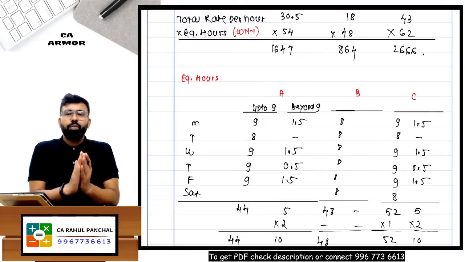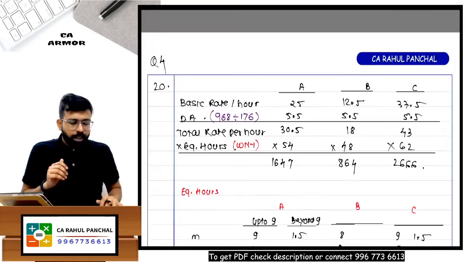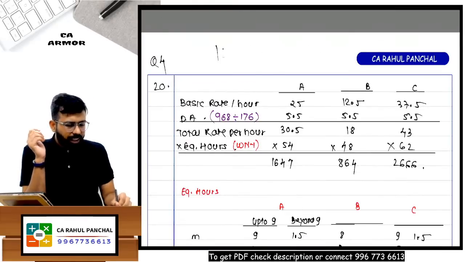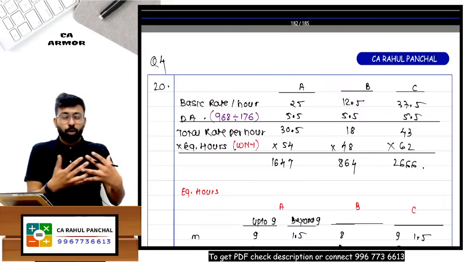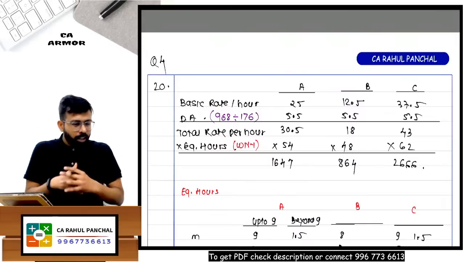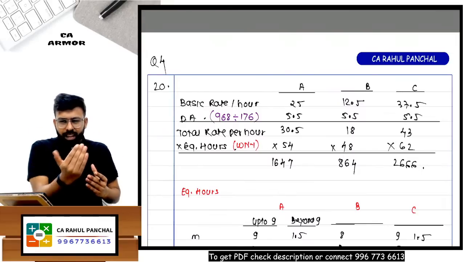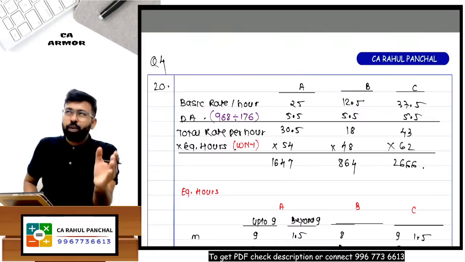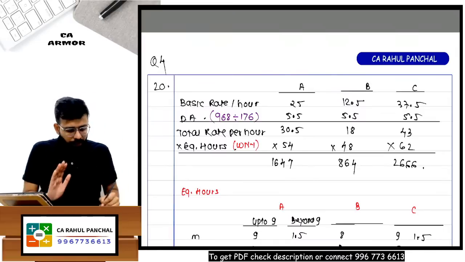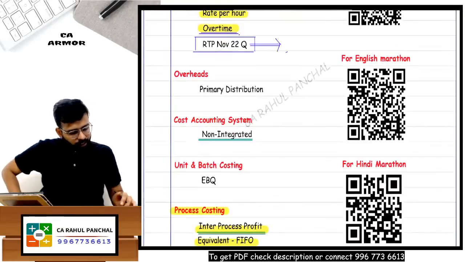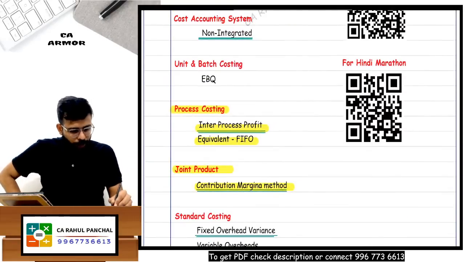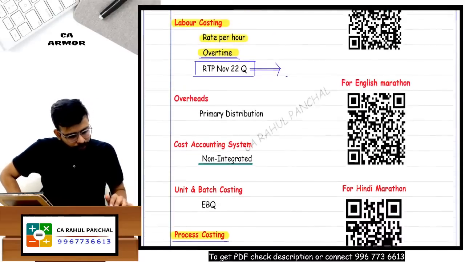So chalo, we can say that we are done with labor costing. It's been 1 hour and 30 minutes. We approximately started by 7:20 or something, so it's almost 1 hour and 40 minutes. We have tried to cover 3 chapters' important questions. We are done with joint product and byproduct first, then we did process costing, and now we did labor costing.